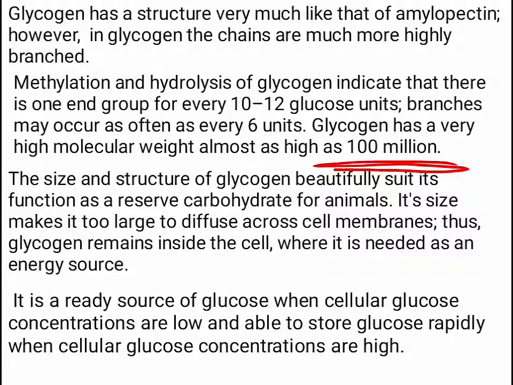Million means 10 to the power 6 and billion means 10 to the power 9. Don't forget these two terms, million and billion. The size and structure of glycogen beautifully suit its function as a reserve carbohydrate for animals. Its size makes it too large to diffuse across the cell membranes. Thus, glycogen remains inside the cell, where it is needed as an energy source. It is a ready source of glucose when cellular glucose concentrations are low, and able to store glucose rapidly when cellular concentration of glucose are high.